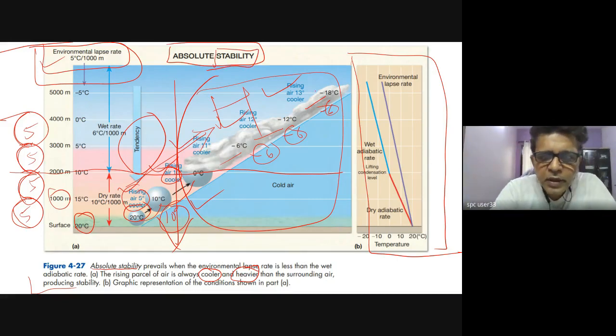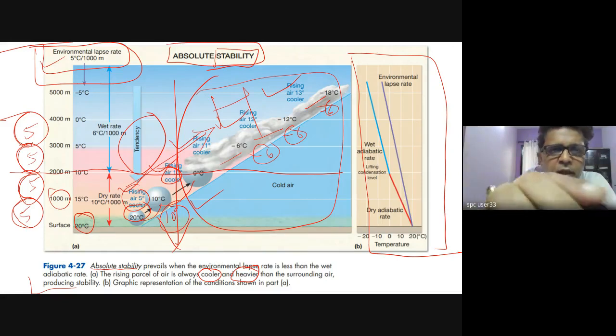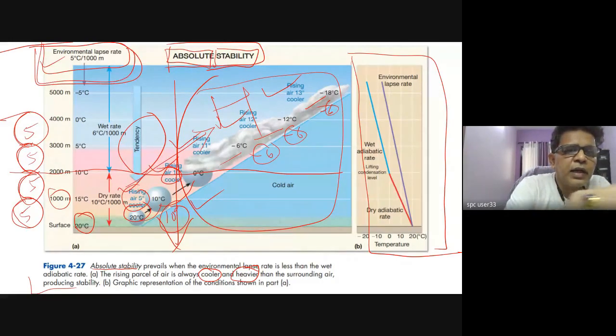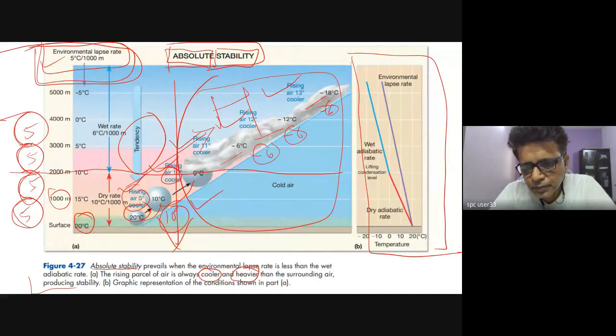And whatever level it climbs up, it is always going to be cooler than the surrounding air. That is why you're going to call it as absolute stability. So that is what absolute stability is, that at whatever height you see, the temperature of the rising air mass is going to be lesser than the normal temperature expected as far as the environmental lapse rate is concerned.